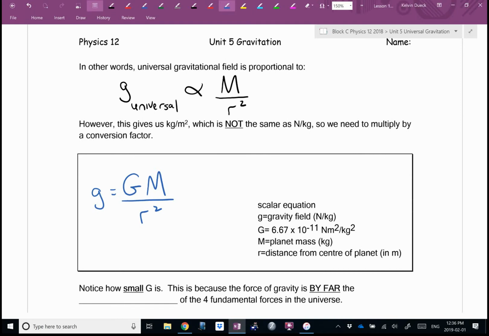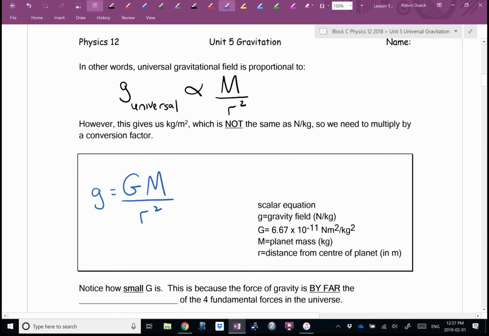Now, big M, massive planet or star or moon or whatever. R squared is that. Big G, this is the constant that we have to put in to convert our answers into newtons or newtons per kilogram in this case. And it's small. It's 6.67 times 10 to the negative 11. Its units are newtons meters squared per kilogram squared. It's on your formula sheet.